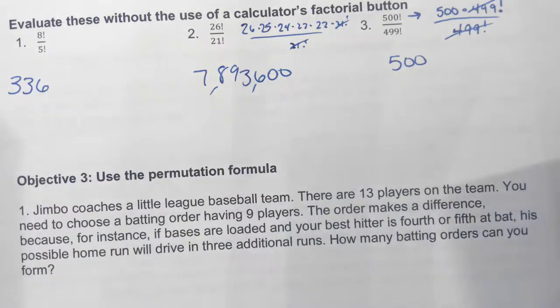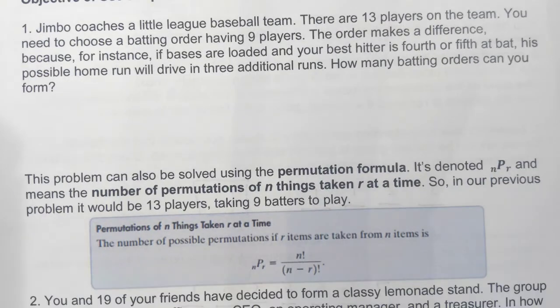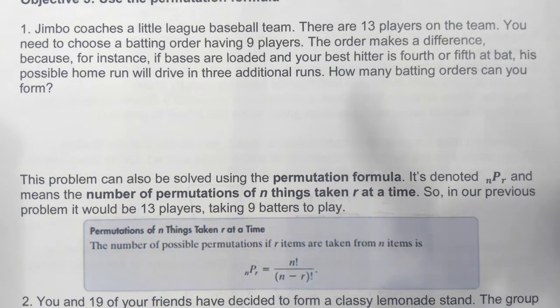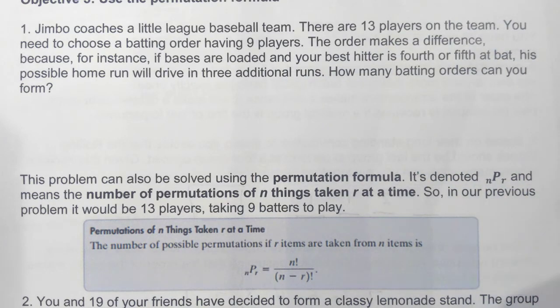All right, objective 3 here, we're going to be using the permutation formula, and we'll talk about that in just a second. So Jimbo coaches a Little League baseball team. There are 13 players on the team. We need to choose a batting order having 9 players. An order definitely makes a difference in baseball because, for instance, if the bases are loaded and your best hitter is 4th or 5th at bat, his possible home run will drive in 3 additional runs. So how many batting orders could we form?